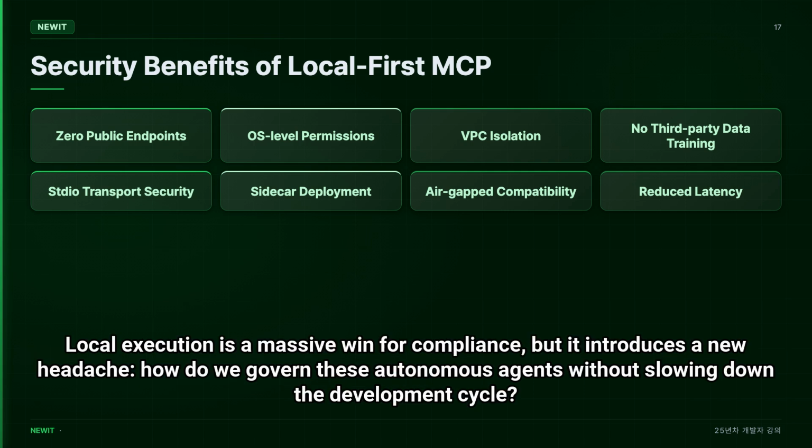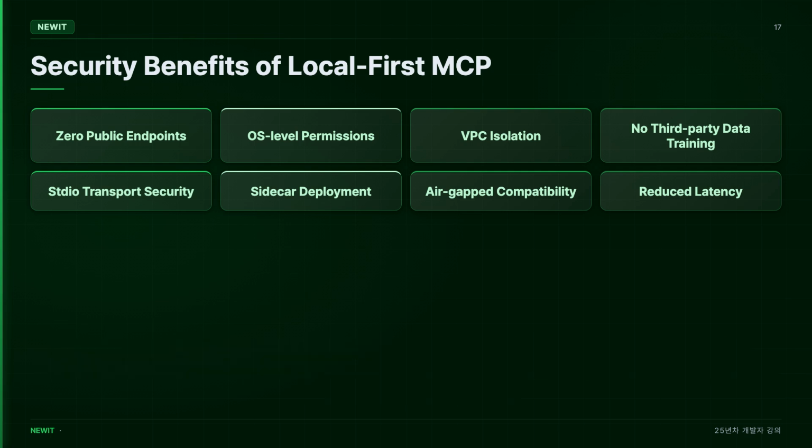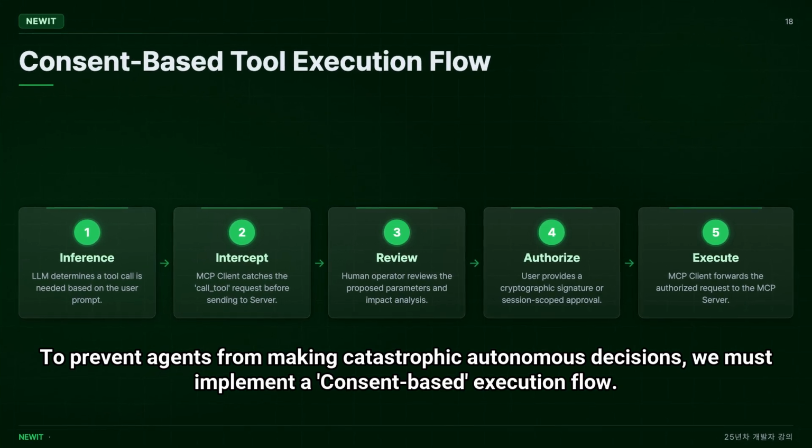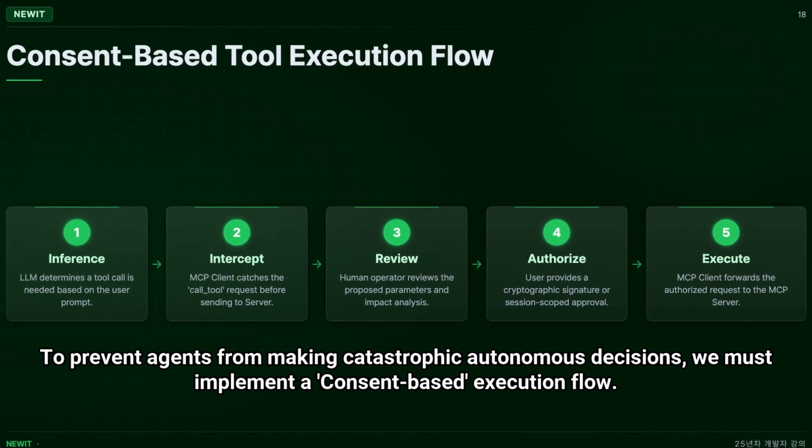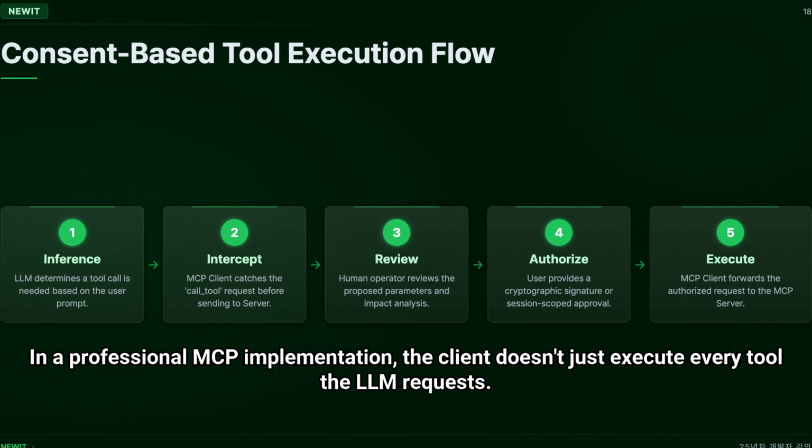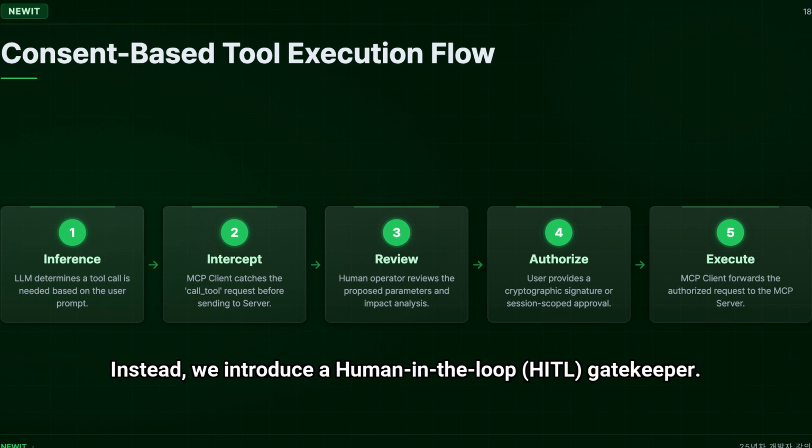Local execution is a massive win for compliance, but it introduces a new headache. How do we govern these autonomous agents without slowing down the development cycle? To prevent agents from making catastrophic autonomous decisions, we must implement a consent-based execution flow. In a professional MCP implementation, the client doesn't just execute every tool the LLM requests. Instead, we introduce a human-in-the-loop, HITL, gatekeeper.